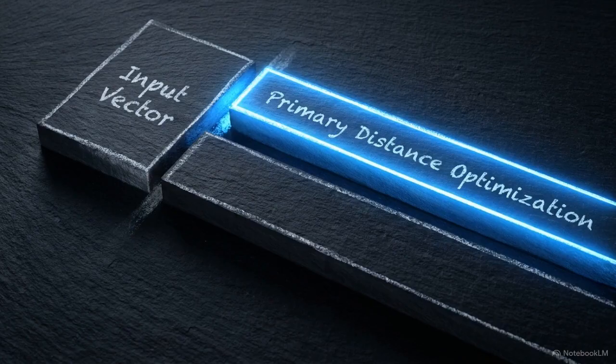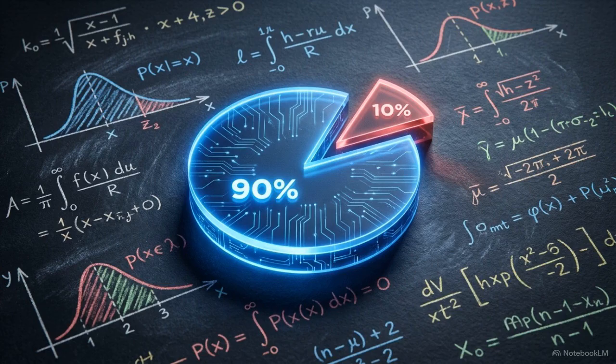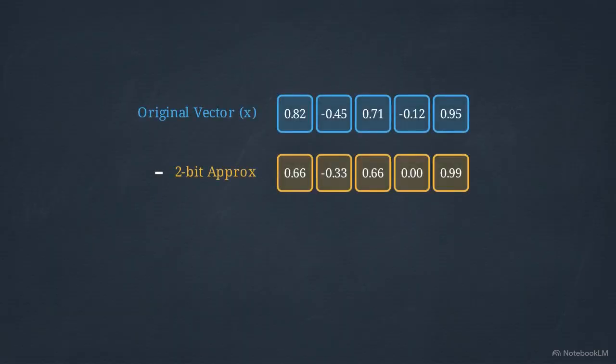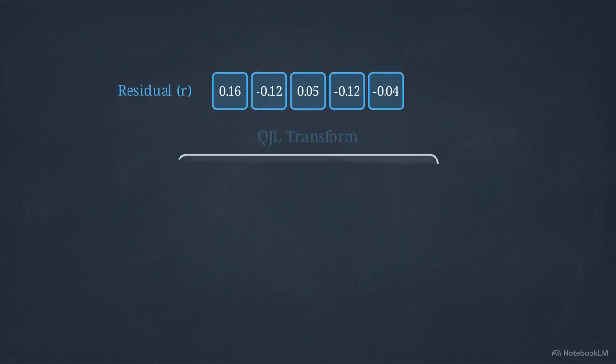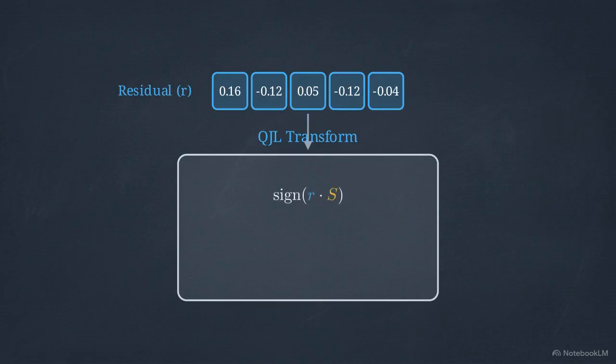First, the system applies an MSE-optimized quantizer, using 1 bit less than the total budget. In a 3-bit setup, this stage uses 2 bits. This captures the bulk of the vector's information, while leaving a small, measurable remainder. This is the residual error, the precise difference between the original vector and its 2-bit approximation. The second stage applies the Quantized Johnson-Lindenstrauss, or QJL, transform strictly to that residual error.